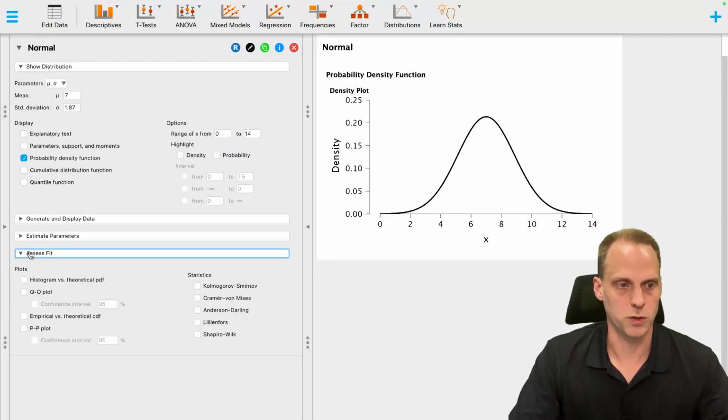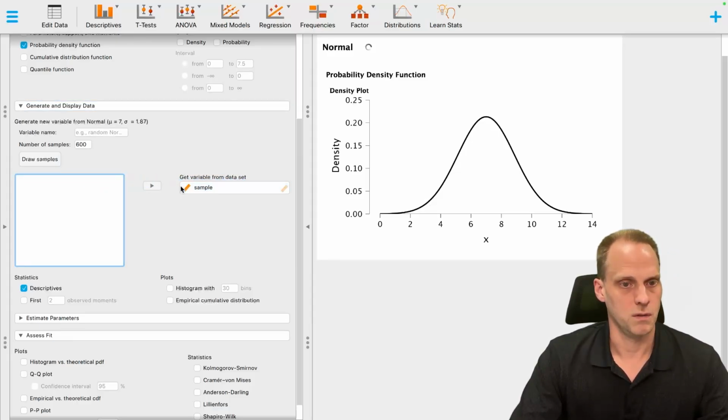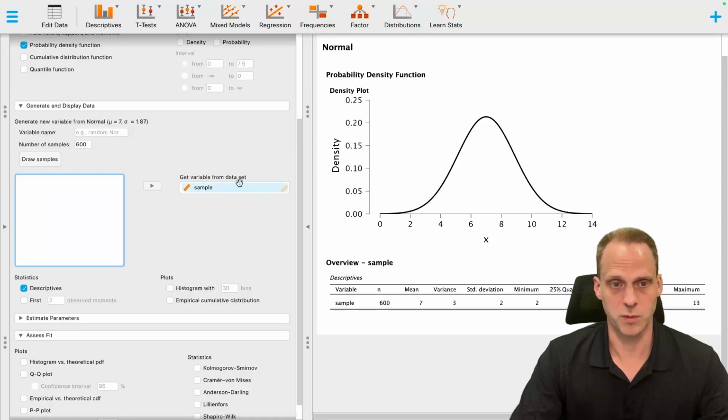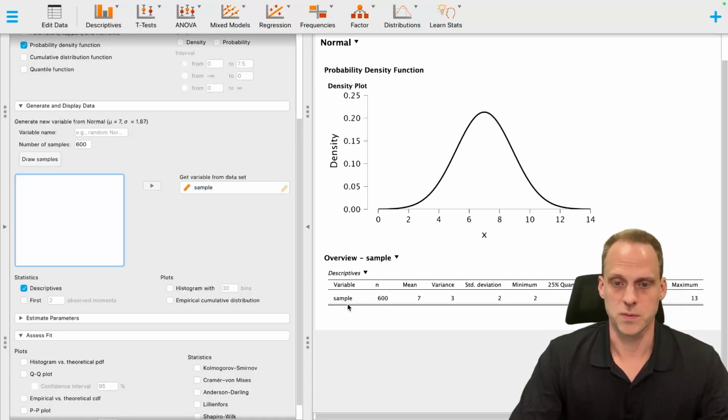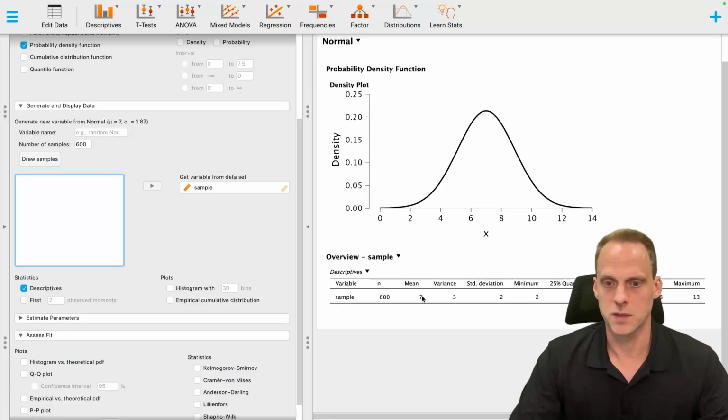Okay, we can go to assess fit, actually first generate and display data. We could use this to draw new samples, which is nice. We're not going to do that now. We go to drag sample to get variable from dataset. And now JASP will look at this particular variable that we had called sample. So we had 600 of them. The mean is 7, the variance is 3, and the standard deviation is 2.